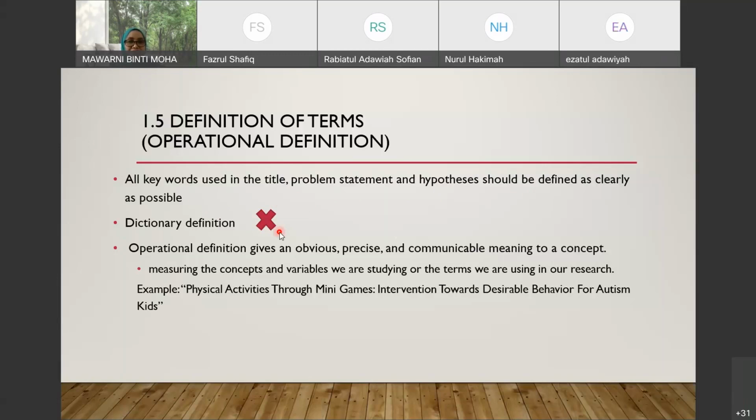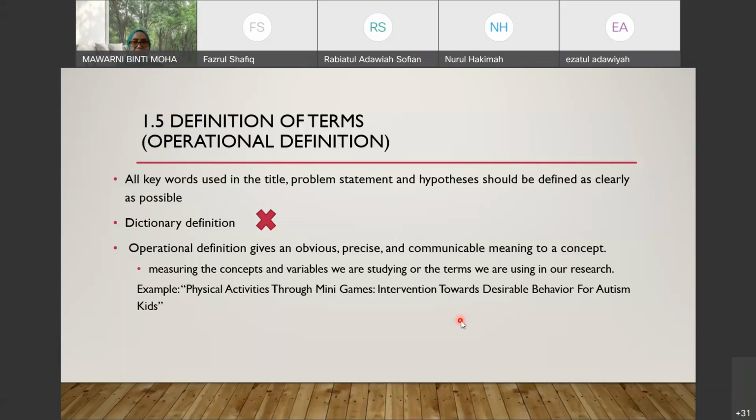It is measuring the concepts and variables we are studying, or the terms we are using in our research. For example, this is a simple example. Basically, the definition of terms is because words that we use could have a different meaning in a different context. It's the same word but could give a different understanding for a different research by your friends or other researchers, and these words are defined within your research context.